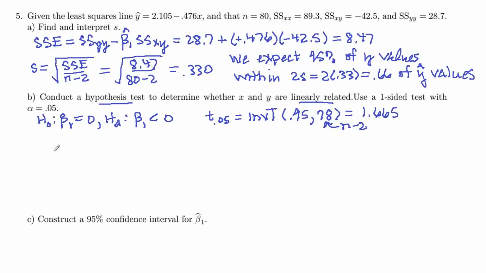So we've got our null and alternative, and we've got our critical value. Now we do our test statistic, so that's the t-test. That is going to be beta 1 hat, remember, divided by s over the square root of the sum of squares of xx.